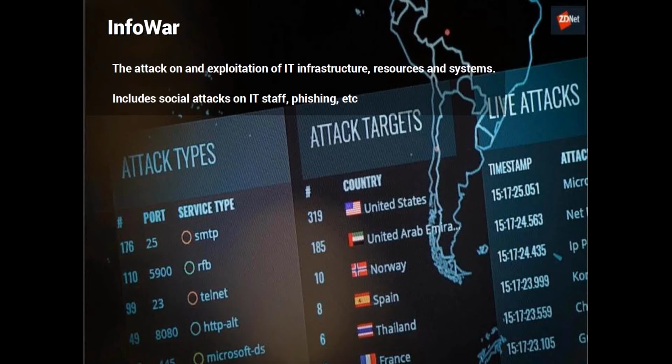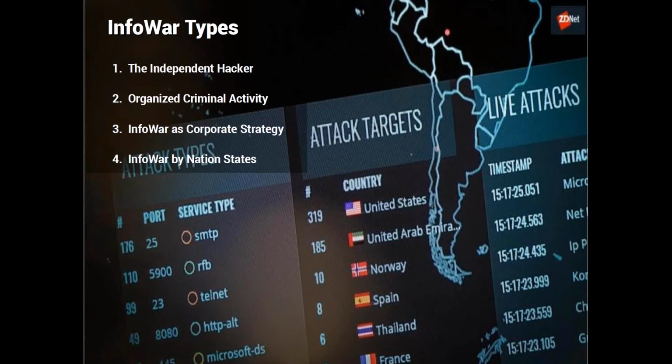Any place that we've got an IT infrastructure that we can attack in some way, then we have an InfoWar situation. And this can include things like social attacks on IT staff, the famous social engineering kinds of attacks. An example of InfoWar would be bribing somebody to get into the computer room and then turning off the air conditioning so the computers all melt down. It's an attack on the IT infrastructure. And this is often part of a larger initiative by these hostile actors to accomplish some sort of value target.